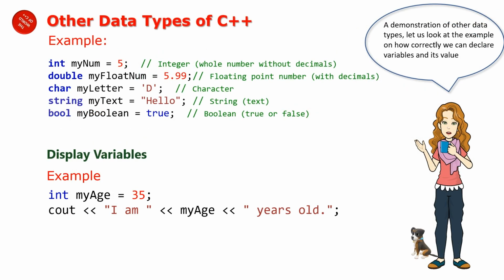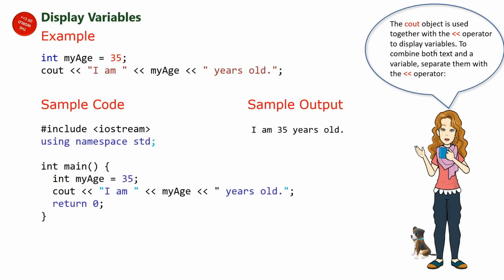Other data types of C++. A demonstration of other data types. Let us look at the example on how correctly we can declare variables and its value. To display variables, let us have this example using the cout. The cout object is used together with the double less than operator to display variables.